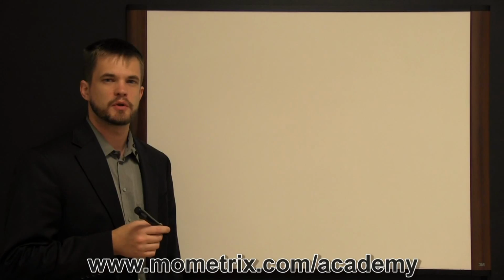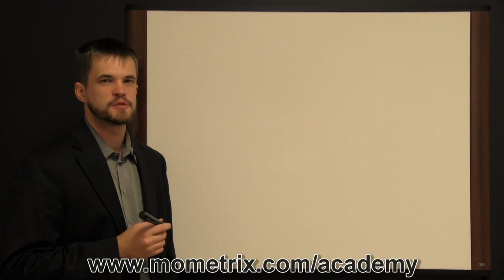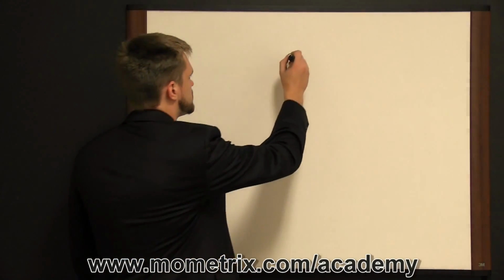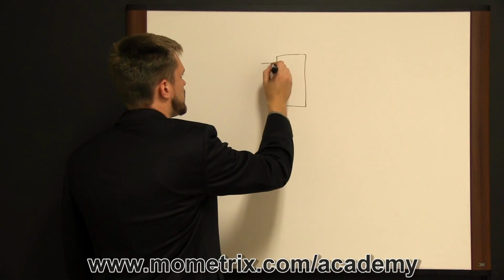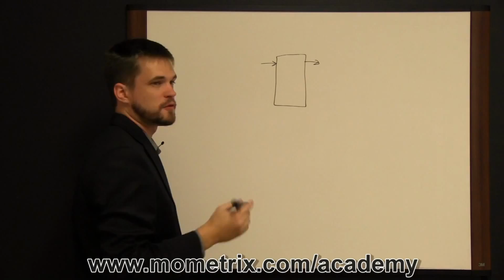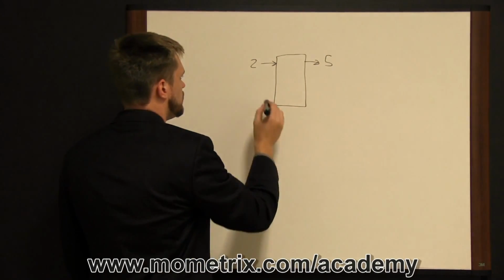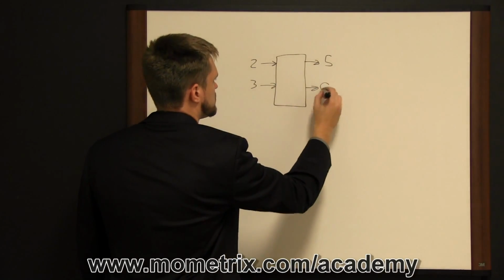The next major topic we're going to look at is functions. Now, a function is kind of an abstract concept, but we can think of it as a box. A box where we put a number in on this side and we get out a number on this side. For instance, we might put in a 2 and get out a 5, or we might put in a 3 and get out an 8.